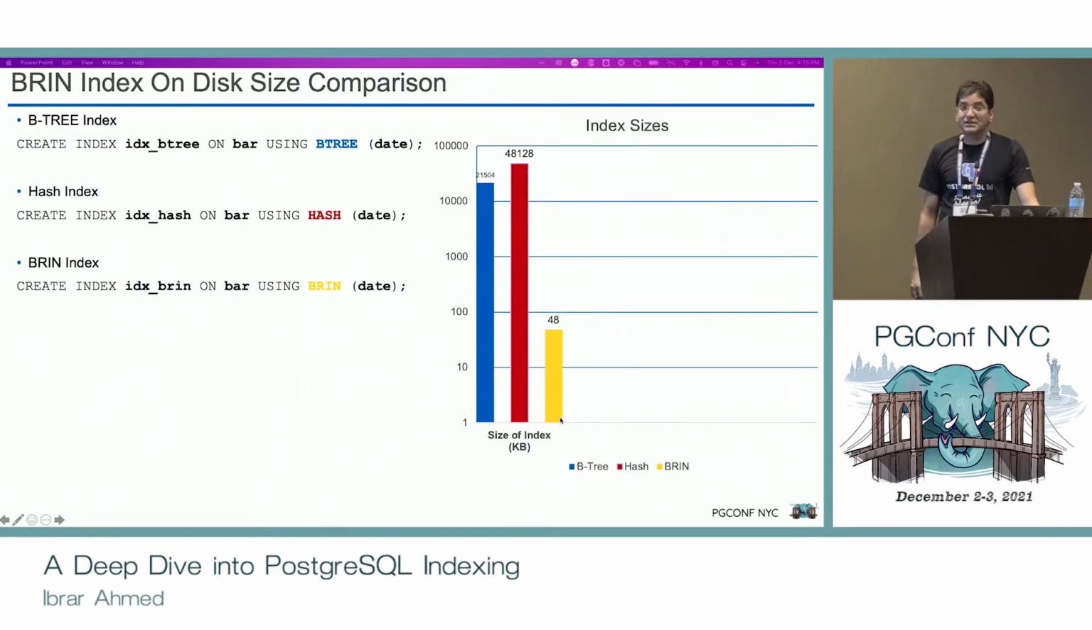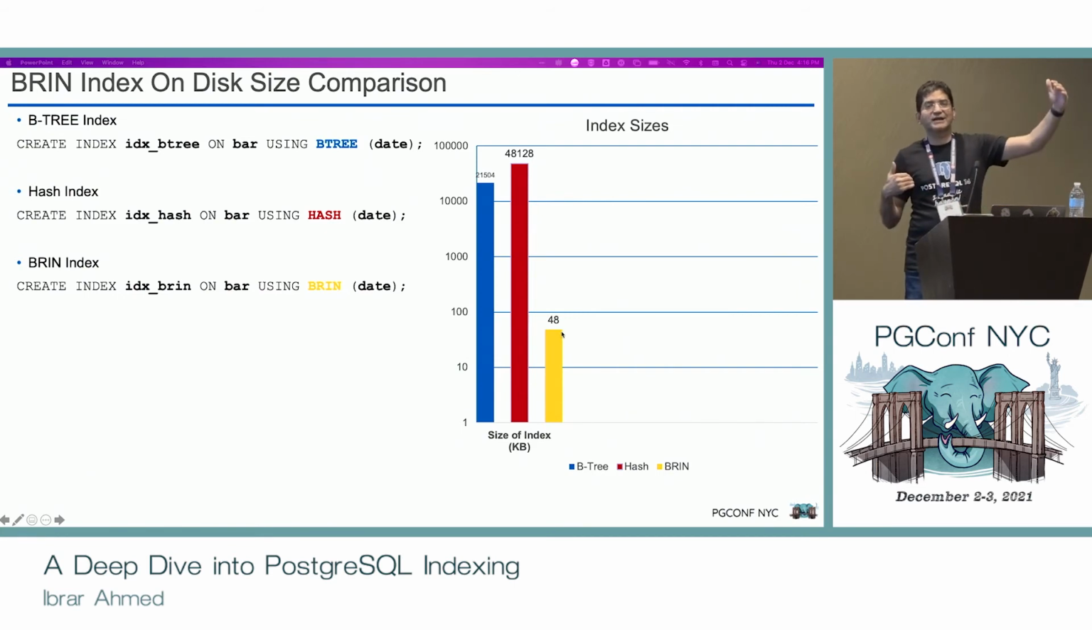But it's not only the timing difference, it's also the size. You can see, for the same data, the size of the B-tree and the size of the hash, and you can see the size of the BRIN index. It's just 48 KB. Otherwise, it's in MBs. The size differs because it just stores the range. It's not storing each and every value. It's just storing that from January to December, it's only saving the page number. That's it.